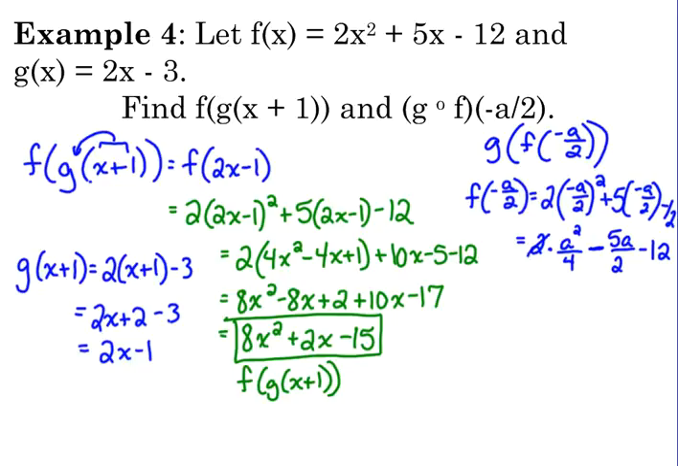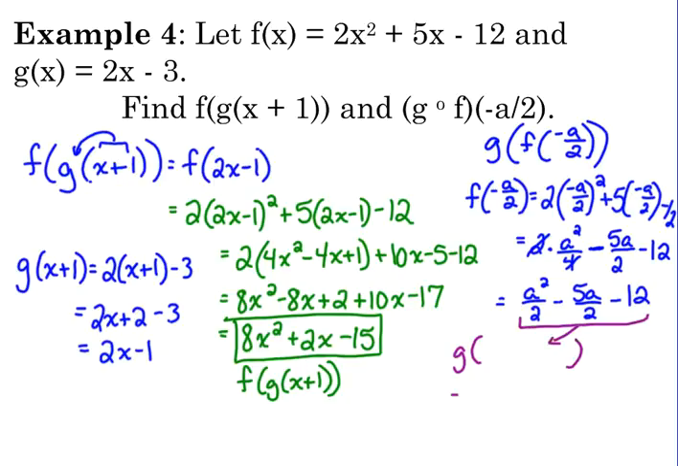And then we can simplify. 2 over 4 gives us a squared over 2 minus 5a over 2 minus 12. Okay? So that's the f of negative a over 2. We've got to take that answer and plug it into g, which really isn't that bad. Okay, g of, I'm not going to rewrite all that stuff.